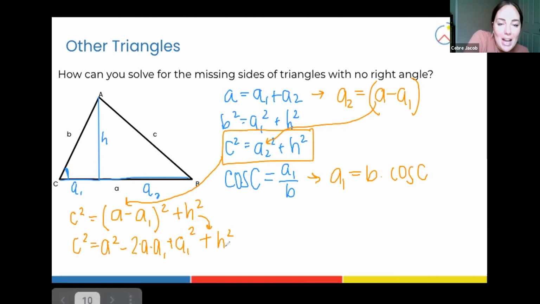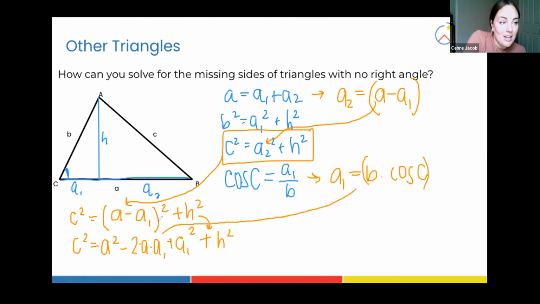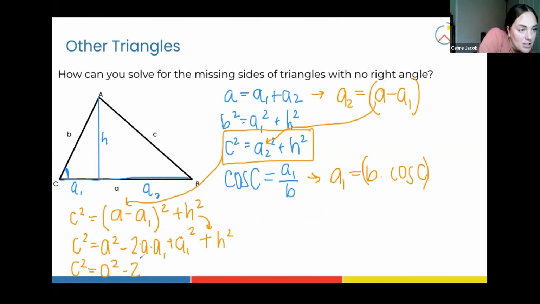All right, so now we're going to do a little bit of craziness here, guys. Now what I'm going to do is I'm going to substitute this in the place of A1. Are you ready for that? So I'm going to plug that in right here. And I'm going to get rid of that line so that we have that space. So I have C squared equals A squared minus 2 times A times B times cosine of C.